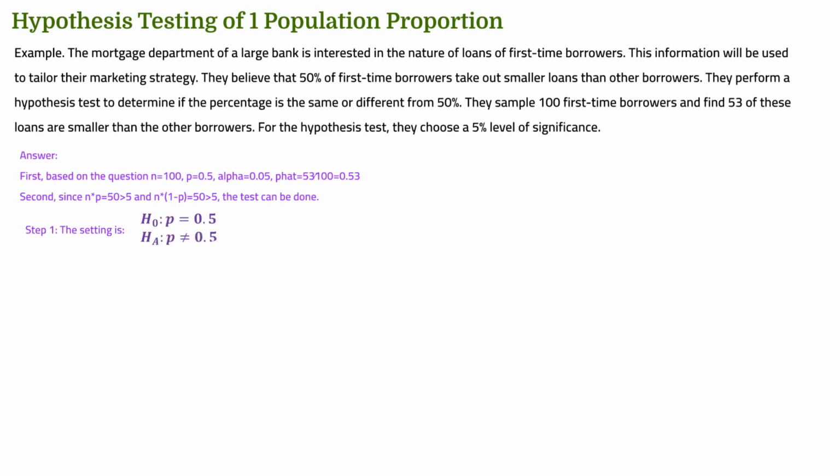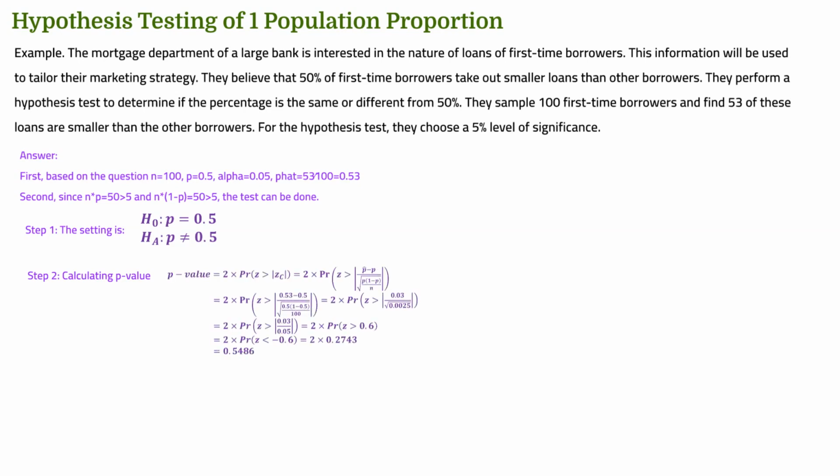Step 1. The setting is H0, p is equal to 0.5, HA, p is not equal to 0.5, because they want to test that. Step 2. Calculating p-value: the p-value is 2 times probability of Z greater than the absolute value of ZC, and ZC is p hat minus p divided by the square root of p times 1 minus p divided by n.